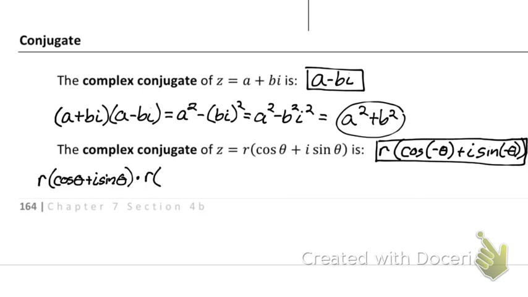R times cosine negative theta plus i times sine of negative theta. All right, that's my conjugate. And that's going to equal something. It's going to equal something really, really nice. But first we're going to figure out why, in case we get to the test and we don't remember it. Hopefully remember it, because this is going to make your life so much easier.